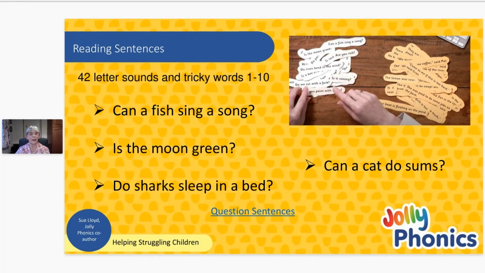But they like it, because there's a bit of humor about it. Can a fish sing a song, and there's a bit of comprehension there. So you say, can a fish? And so there's a bit of a laugh about it as well. And these are available on my website. I think they're on the Jolly website as well.